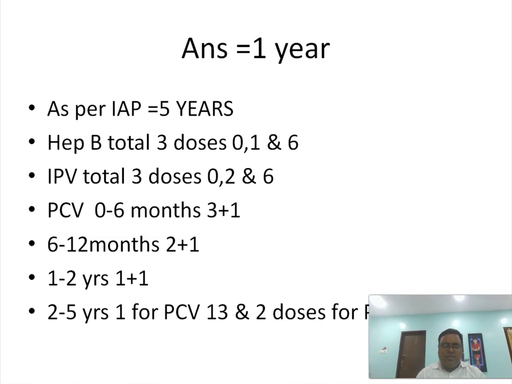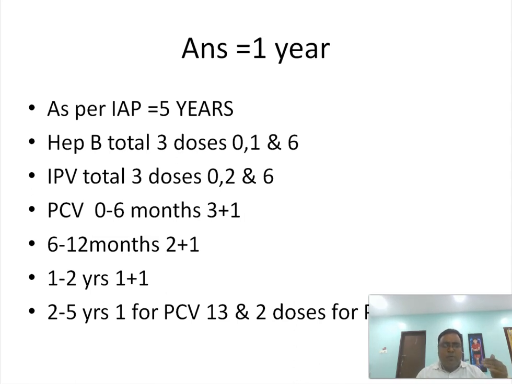Similarly, PCV, pneumococcal conjugate vaccine, if somebody has not taken this immunization as per age, as per your NIS or IAP, the catch-up vaccination would be, if somebody presents before 6 months, then their schedule could be 3 plus 1: 3 doses, 1 month apart, with 1 booster at 15 months. If somebody is coming between 6 months to 12 months, then the catch-up doses are 2 plus 1: 2 doses, 1 month apart and 1 booster. Similarly, for 1 to 2 years, the schedule is 1 plus 1.